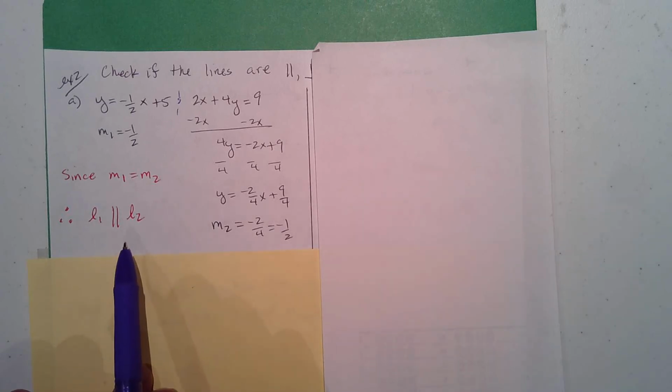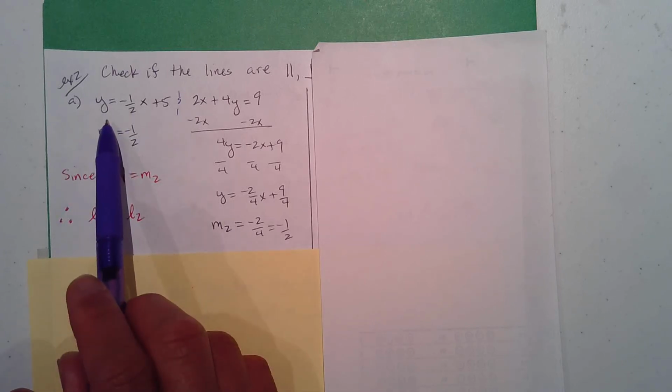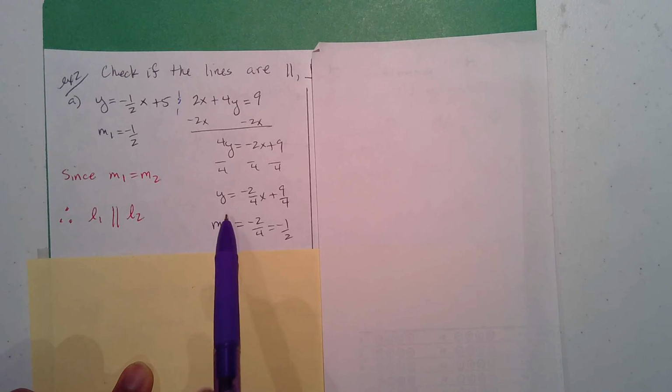Again, in order to check the slope of a line given an equation, it must be in slope-intercept form. Slope-intercept form means y is isolated.